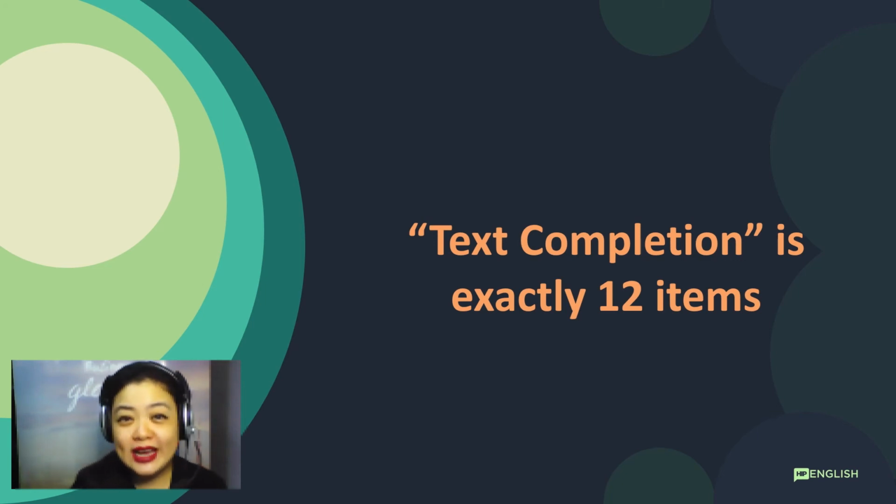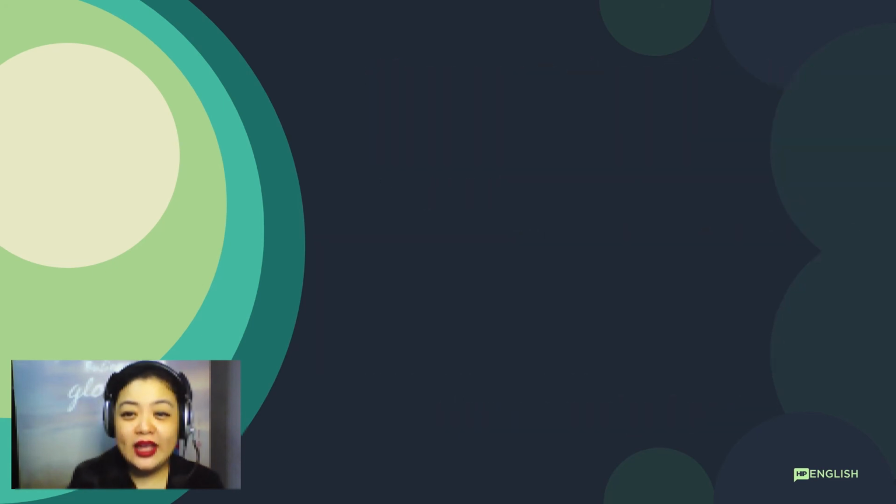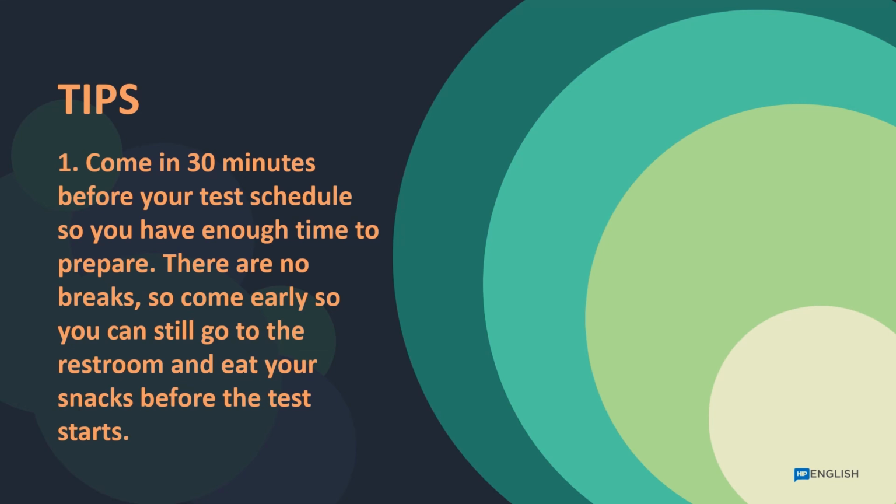Once done, you can now move on forward to the next part of the reading section, which is on passages. You can check out the previous videos from the series, which focuses on the listening section's photographs, question and response, conversations, and talks. You can also check out the video series that focuses on the reading section's incomplete sentences. You may check out the links in the description, and you will also see the same thing at the end of this video.